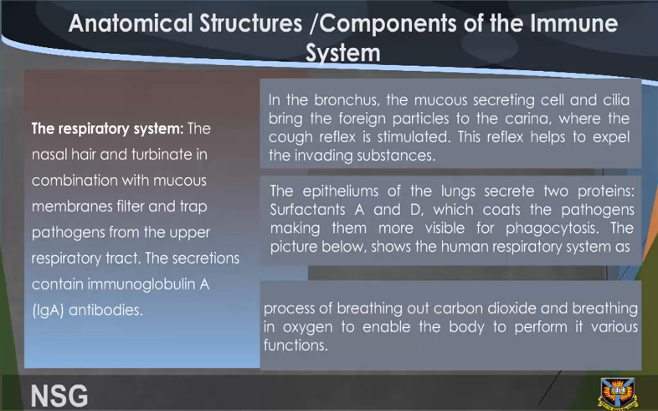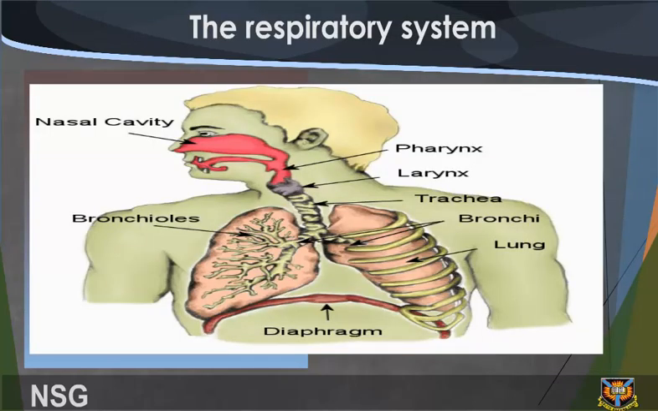The epithelium of the lungs secretes two proteins, surfactants A and D, which coat the pathogens, making them more visible for phagocytosis. The picture below shows the human respiratory system as the process of breathing out carbon dioxide and breathing in oxygen to enable the body to perform its various functions. See picture.